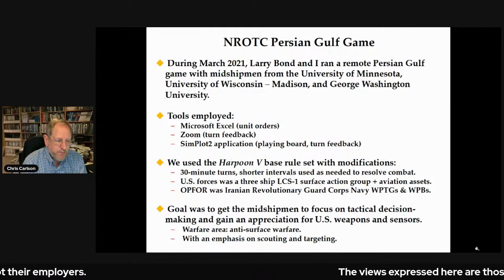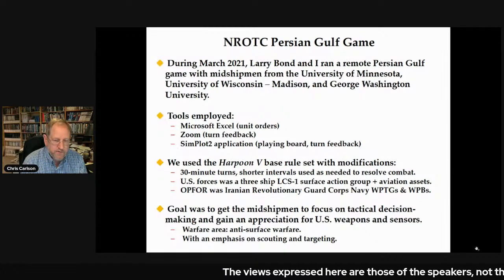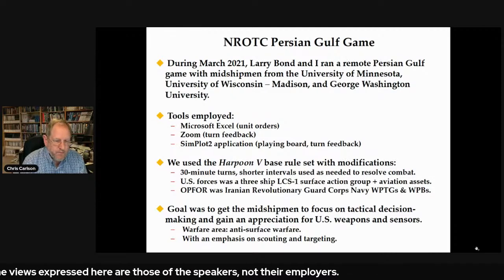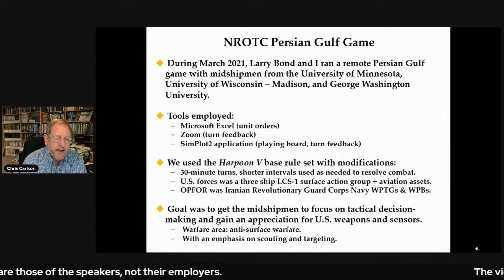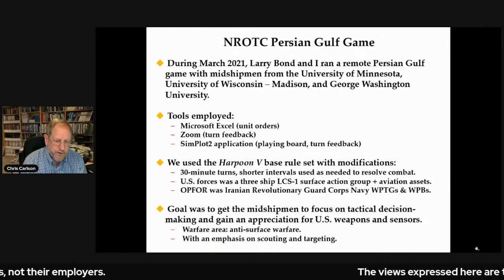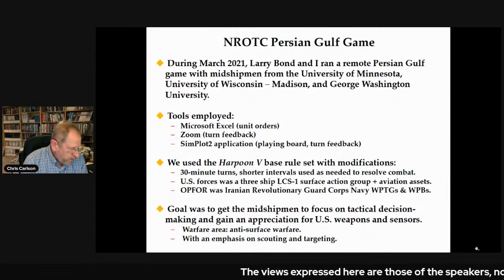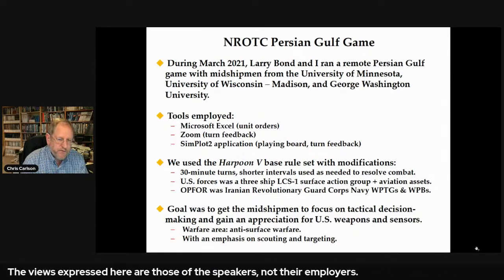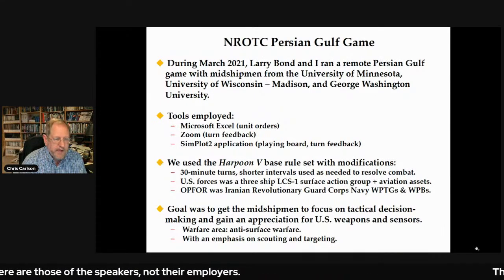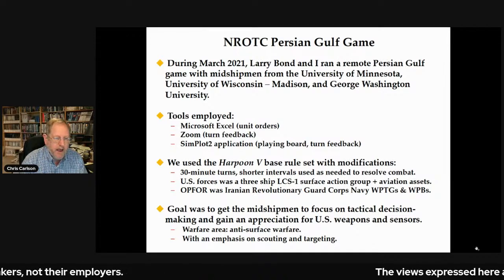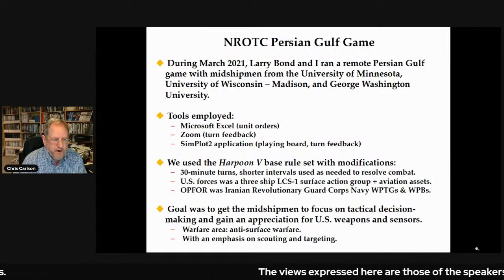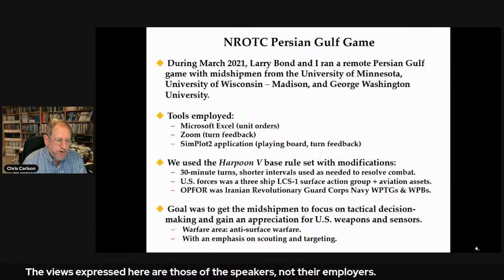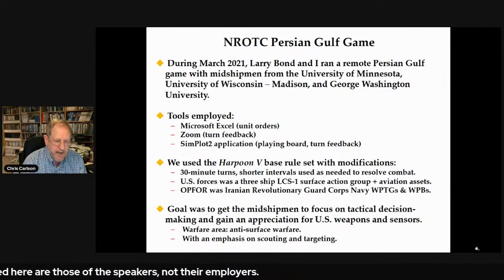We used the Harpoon 5 basic rule set with some modifications. And the first thing I'll say is Harpoon 5 is not simple. It's a very complex game. To a large degree, Larry and I don't shirk away from that because naval warfare in the modern era is complex. And if you're going to learn about it, you need to embrace it with all its nastiness. So what we did is we walked the players through their platforms. We went through in detail what kind of sensors they had, what kind of weapons they had, and same thing for their aircraft, and explained the various parts. But what we didn't go into was the mechanics. That was something we kept opaque. Larry and I did that for adjudication.